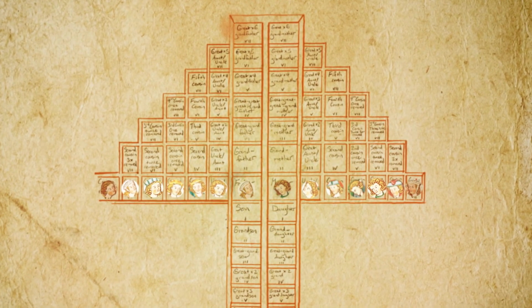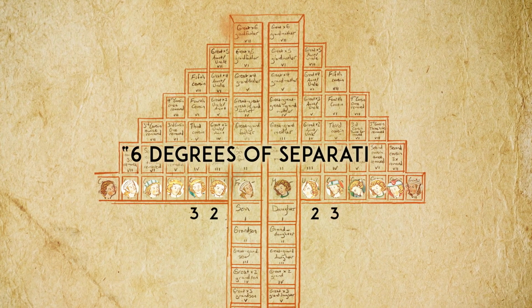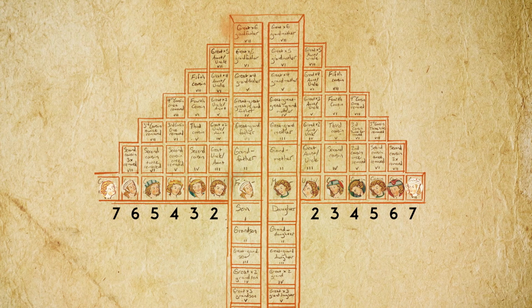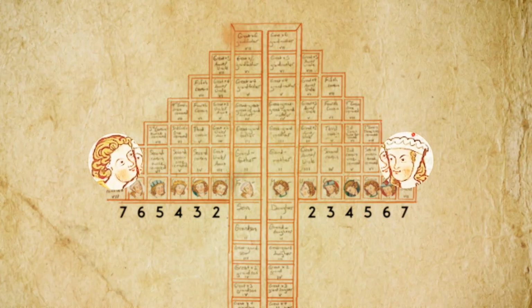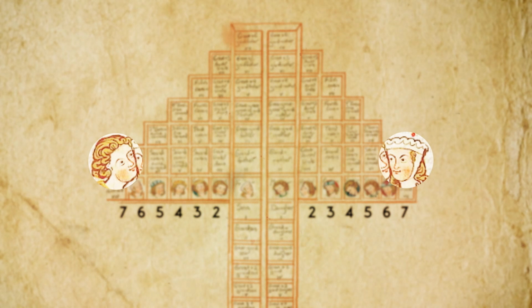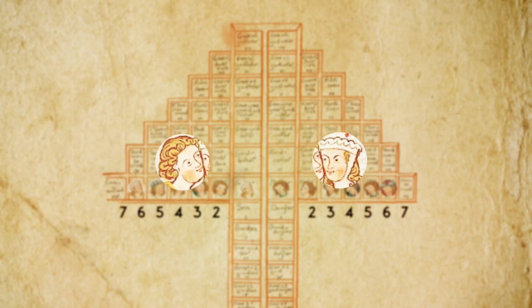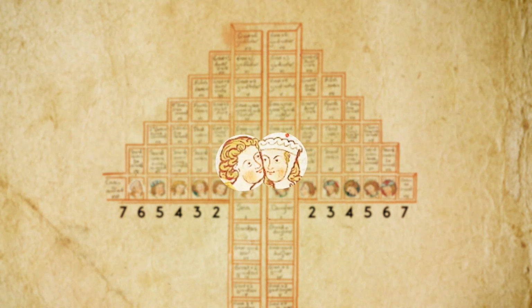You've probably heard the phrase 6 degrees of separation. Beyond 6 degrees of separation, it was permissible for cousins to marry. The outer fringe of the tree holds relations of the 7th degree. Beyond 6 degrees, relations became kissing cousins.